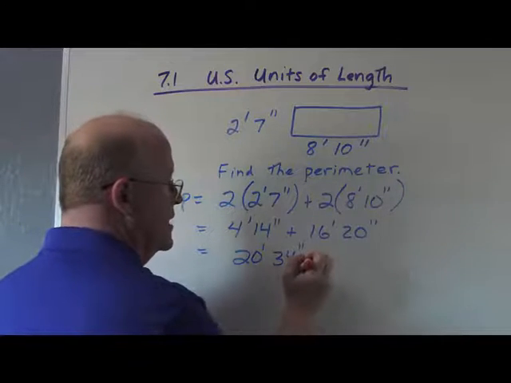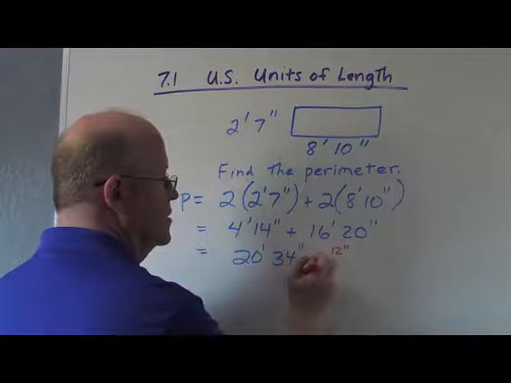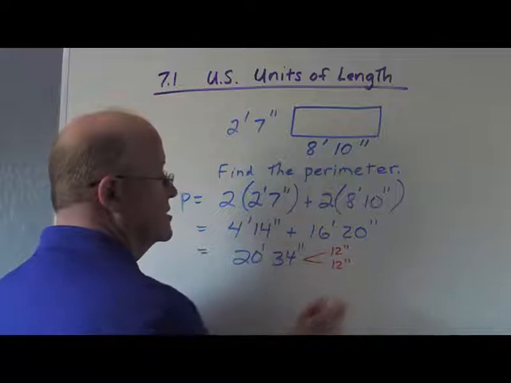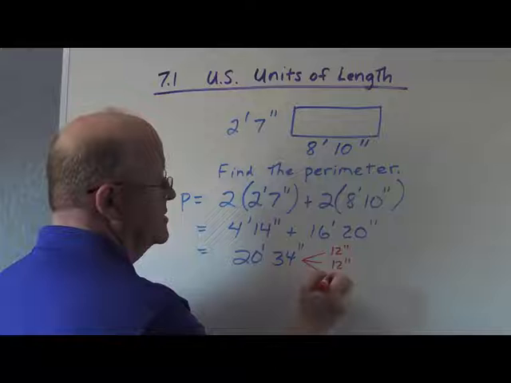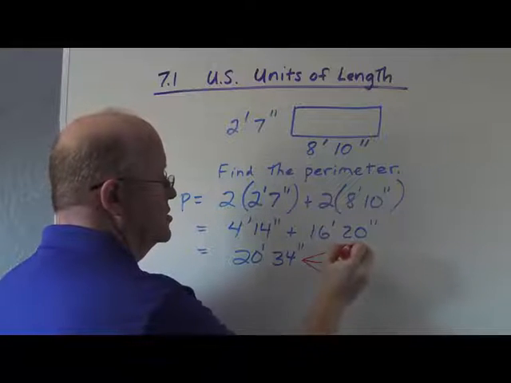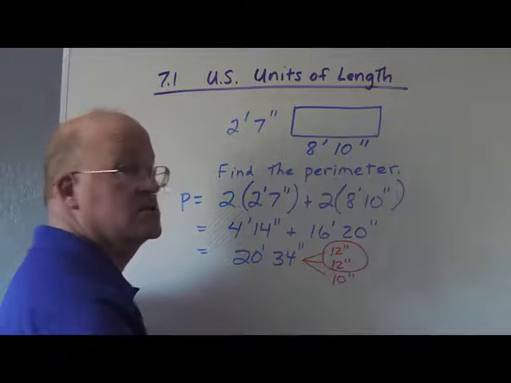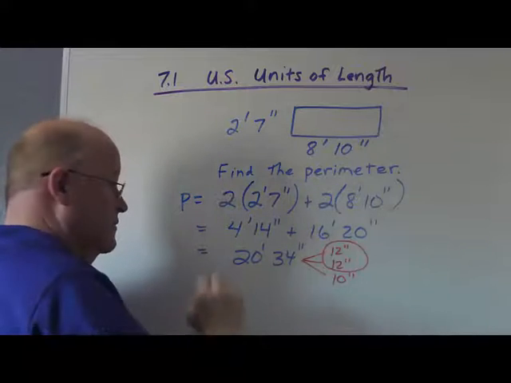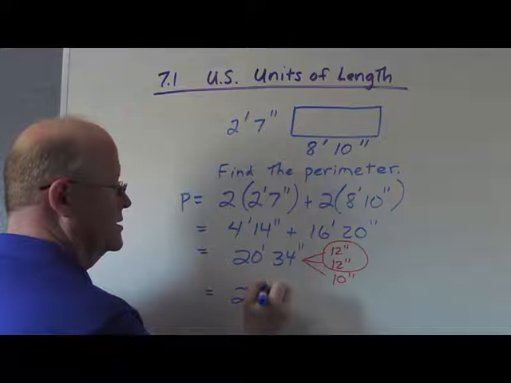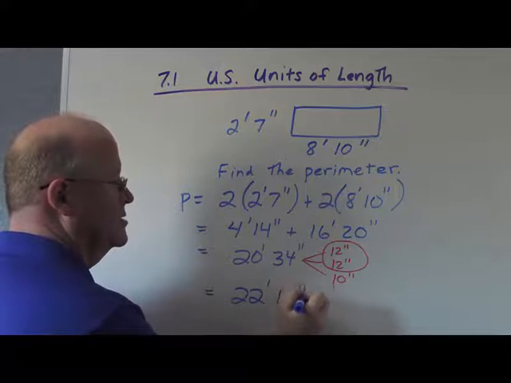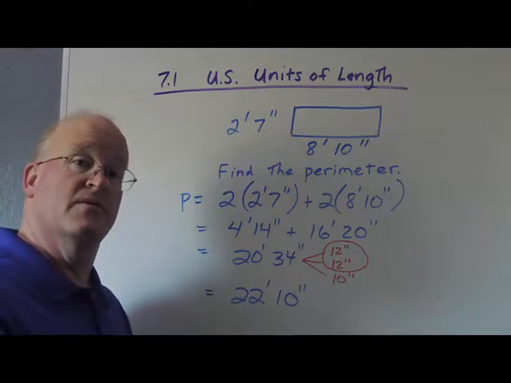We can break that up into 12 inches, which is 1 foot, 12 inches, which is another foot, that's 24 of the 34 inches, and then there'd be 10 inches left over. So these two 12 inches measures will move over to the foot column, and we can now write that as 22 feet 10 inches as the perimeter of this rectangle.